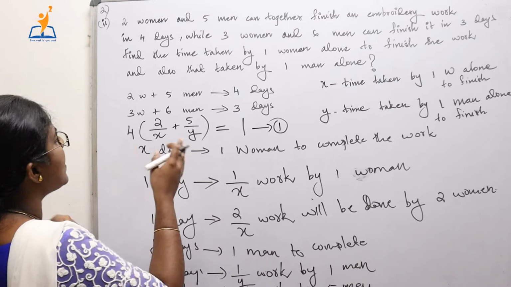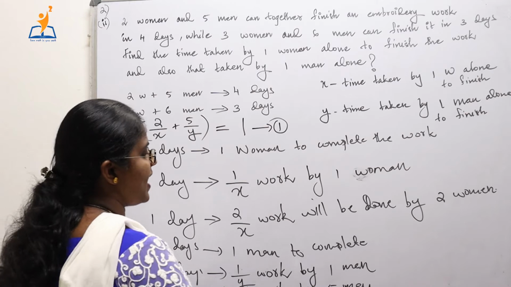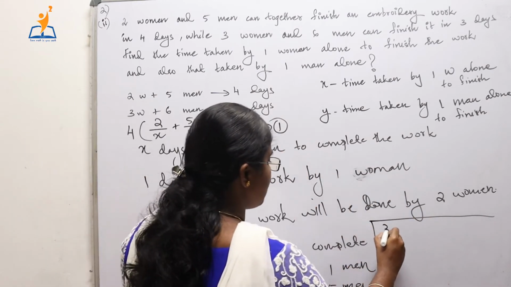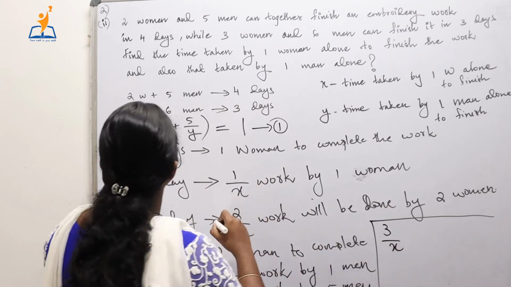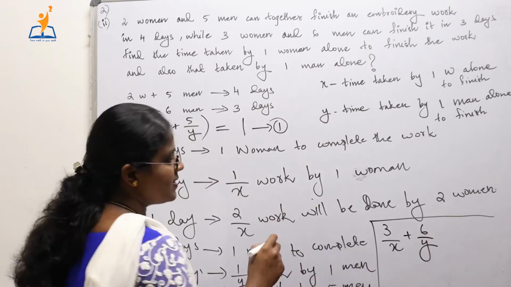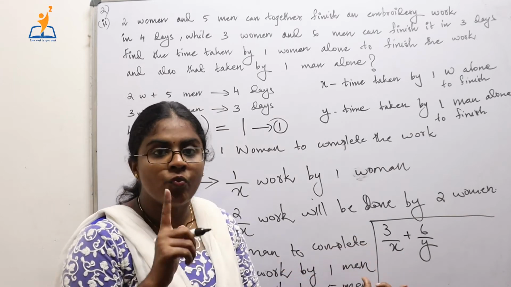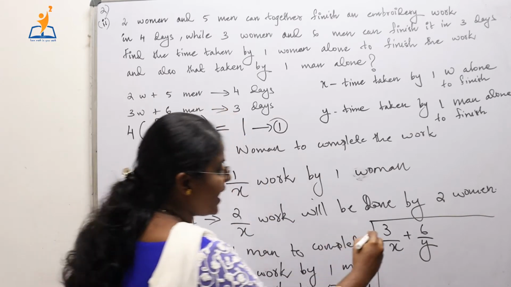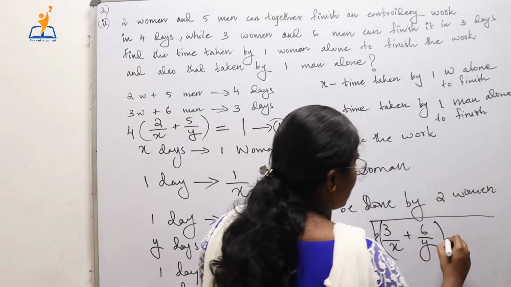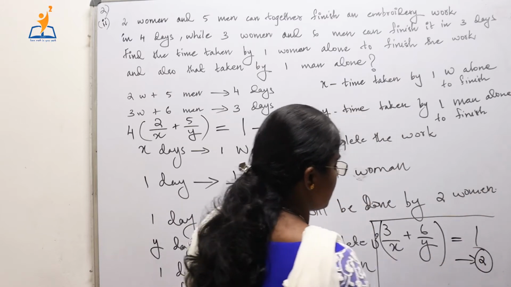Now 3 women and 6 men. Comparing to this equation, we can find that 3 women, which means 3 by X, plus 6 men, which means 6 by Y, is the work done by 3 women and 6 men in one day. They worked for 3 days. So within 3 days, that is 3 into 3 by X plus 6 by Y, they have completed the work. So this is our equation number 2.